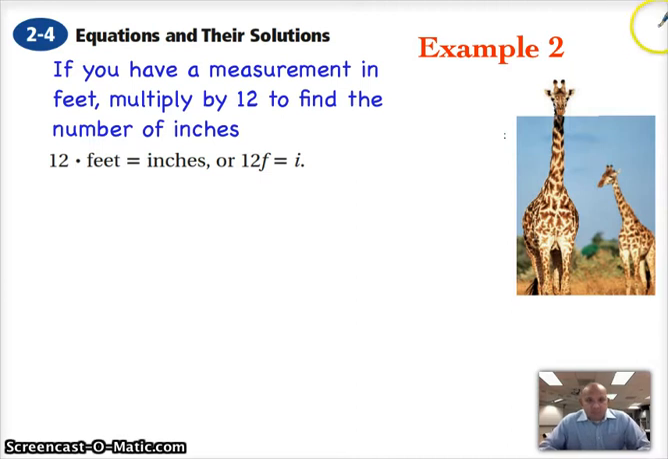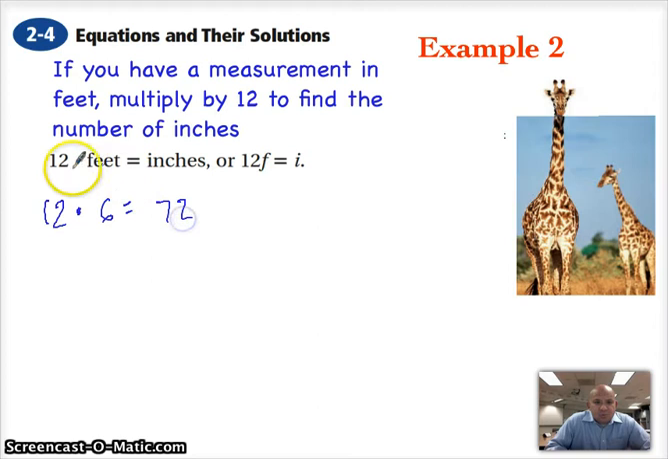Before I give you the second example, we'll talk a little bit about the measurement that we're using. If you have a measurement in feet, you have to multiply by 12 to find the number of inches. In other words, 12 times the number of feet equals inches. For example, I'm 6 feet tall. So 12 times 6 equals 72. 12 times 6 feet equals 72 inches. So I'm actually 72 inches.